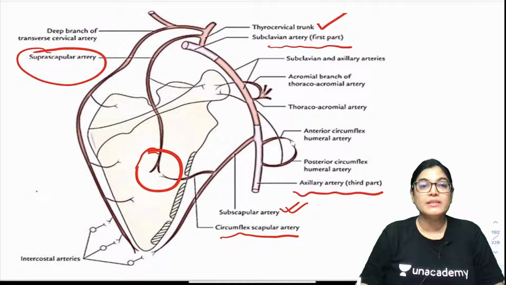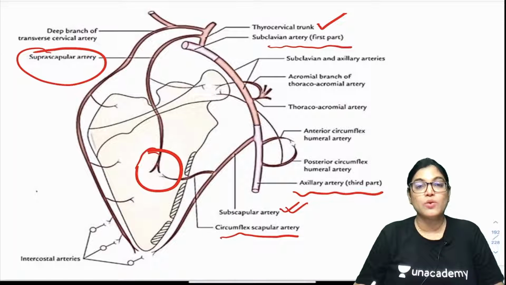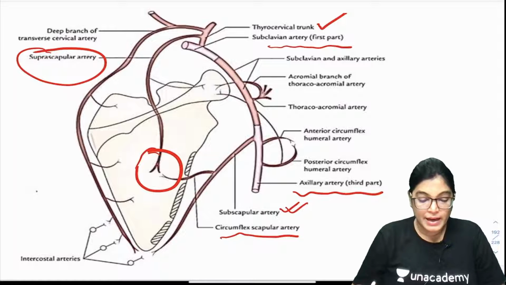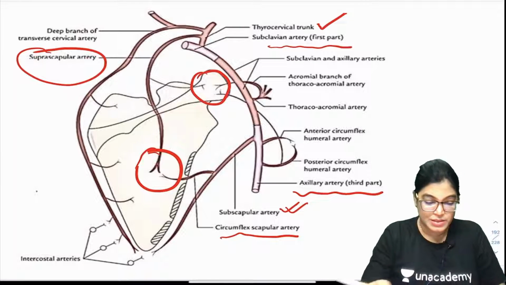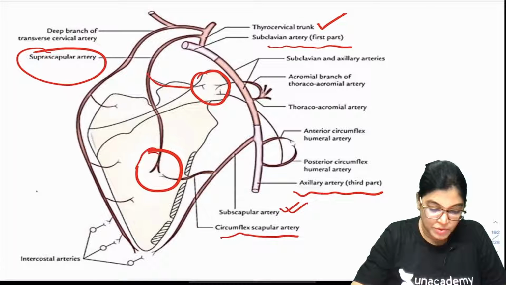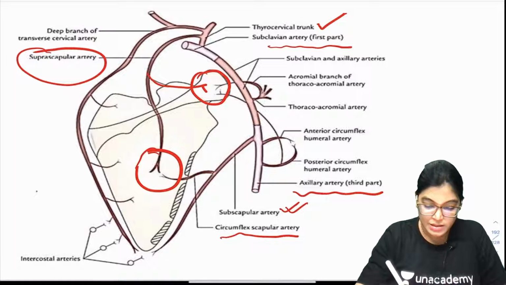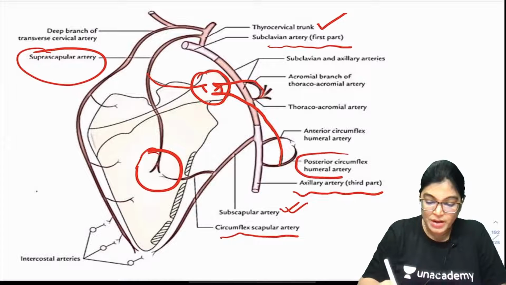That means suprascapular artery and circumflex scapular artery are maintaining collateral circulation around the scapula body, and also at the acromial process you can see three arteries are there. One branch is coming from suprascapular artery only, the other branch is coming from thoracoacromial artery, the acromial branch, and one branch from posterior circumflex scapular, this is a branch from third part.